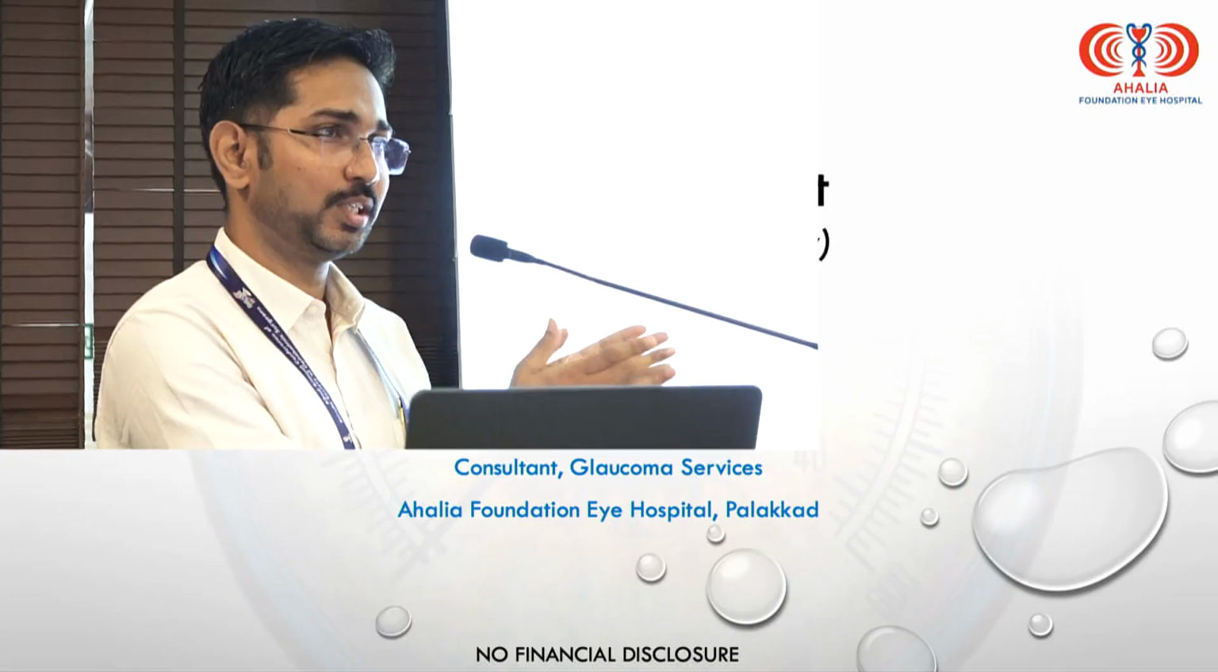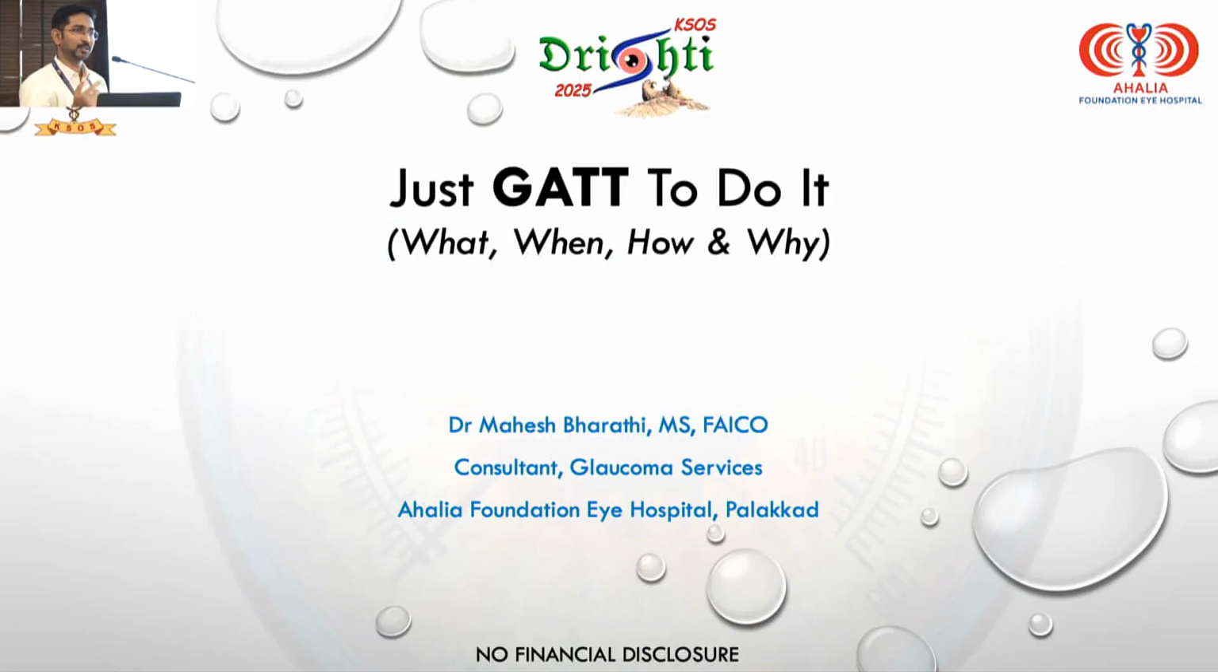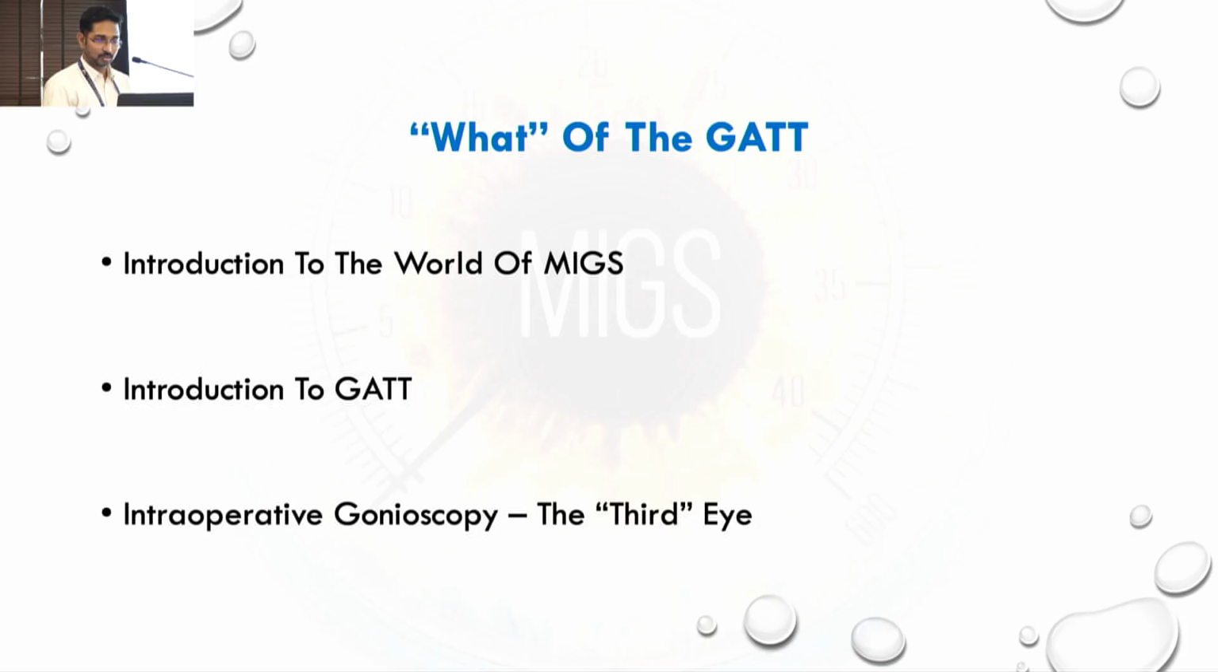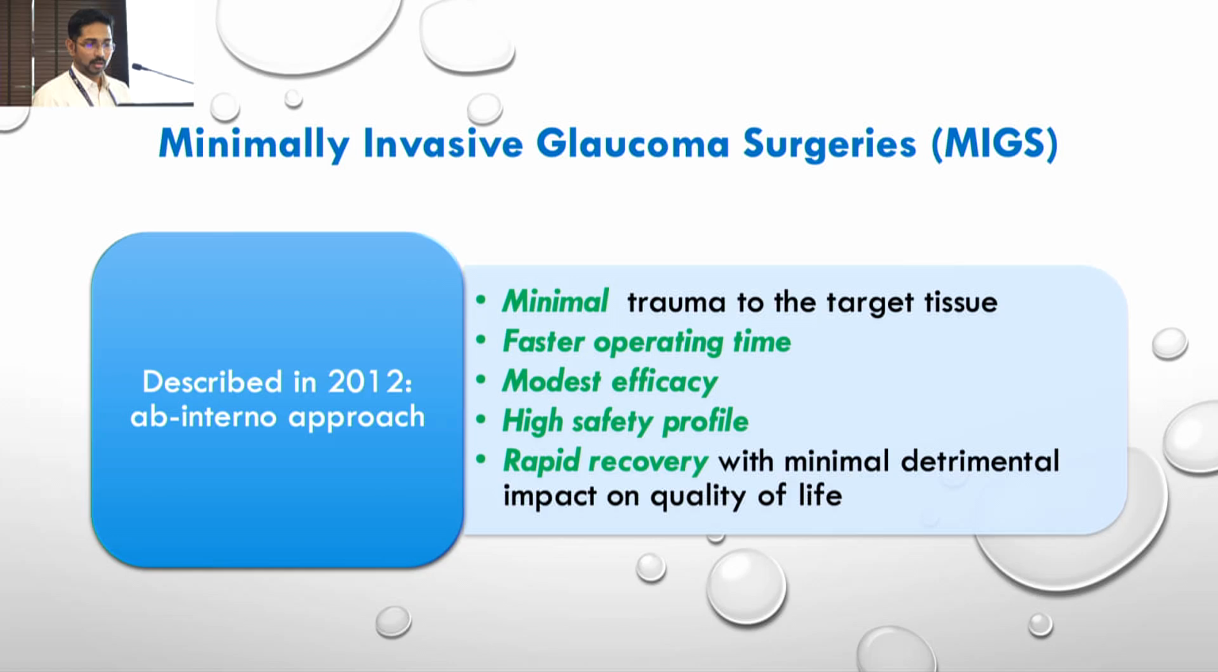GATT is what? Gonioscopy assisted transluminal trabeculotomy. The idea was to cover all the smaller procedures first and then go ahead with a 360 procedure. But then I have to go for the OPL session next. So I'll be talking about what, why, and when.